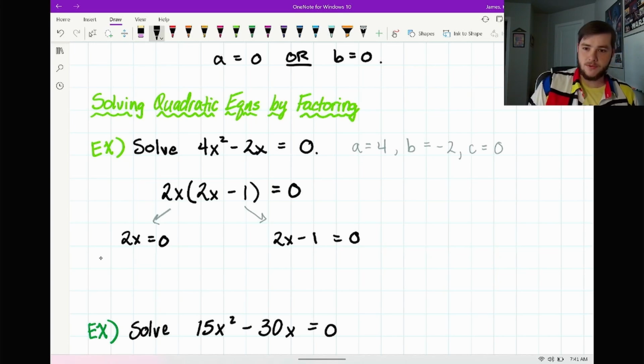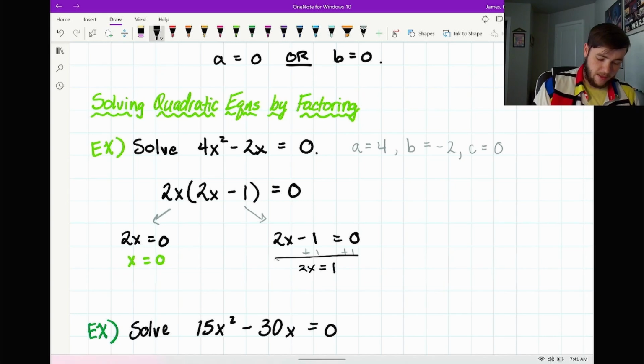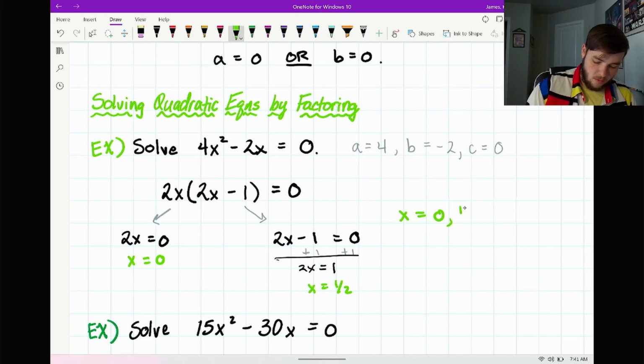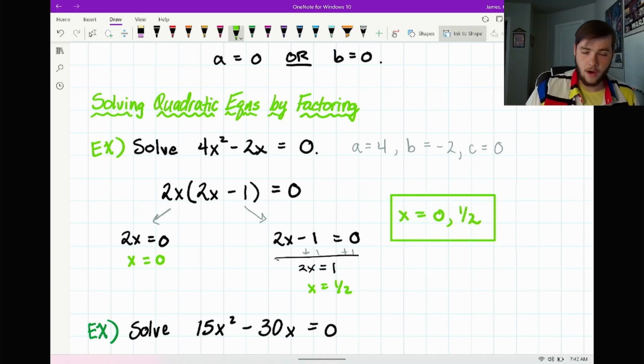In the event 2x was 0, that would mean x would have to be 0. In the event that 2x minus 1 was 0, that would mean after adding 1 to both sides and getting 2x equals 1, and then dividing both sides by 2, x equals 1/2 would be a 0. So x equals 0 and 1/2 are the solutions.